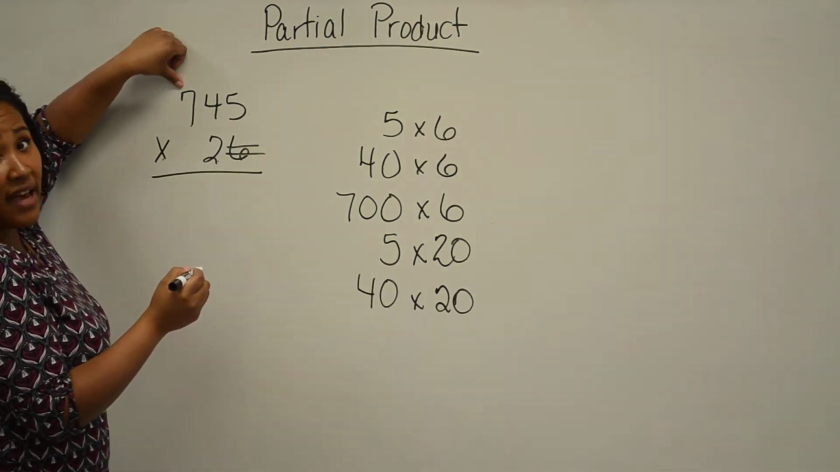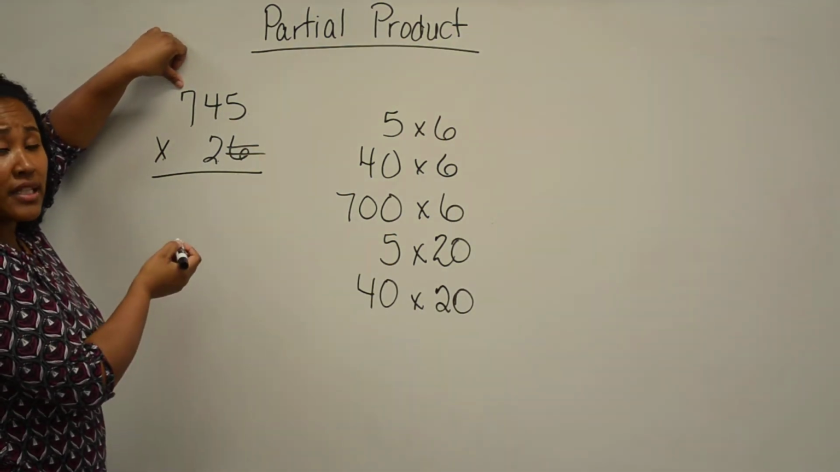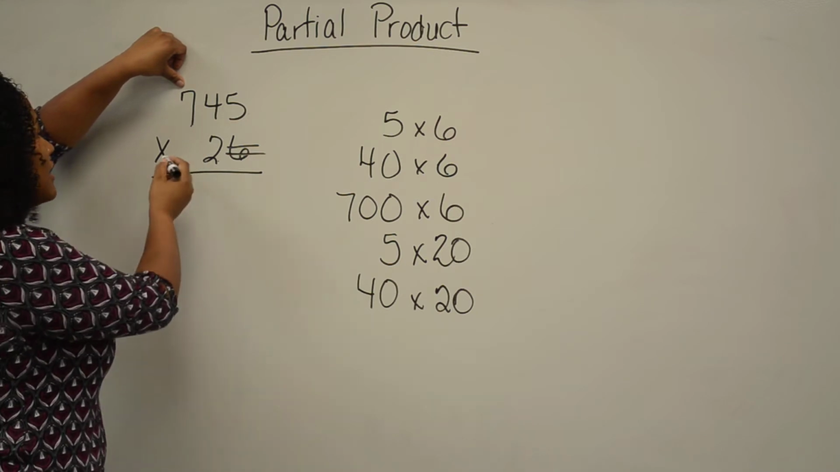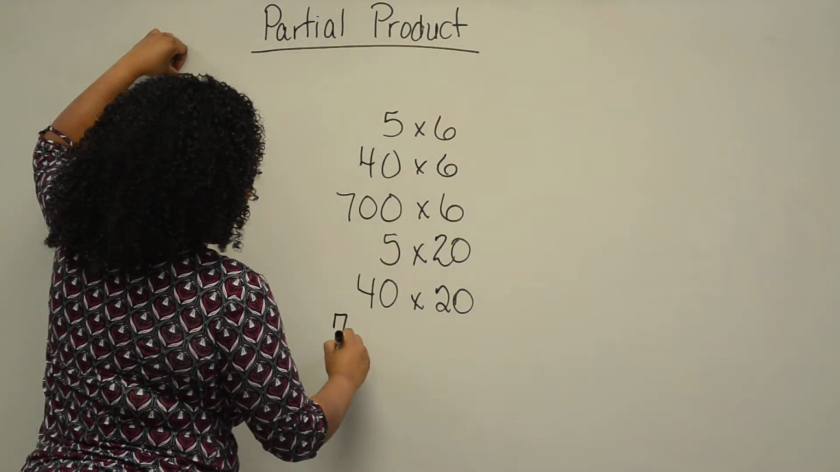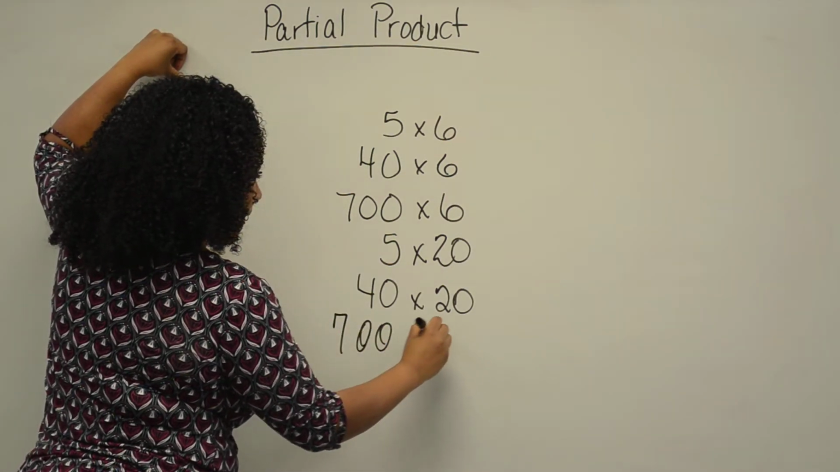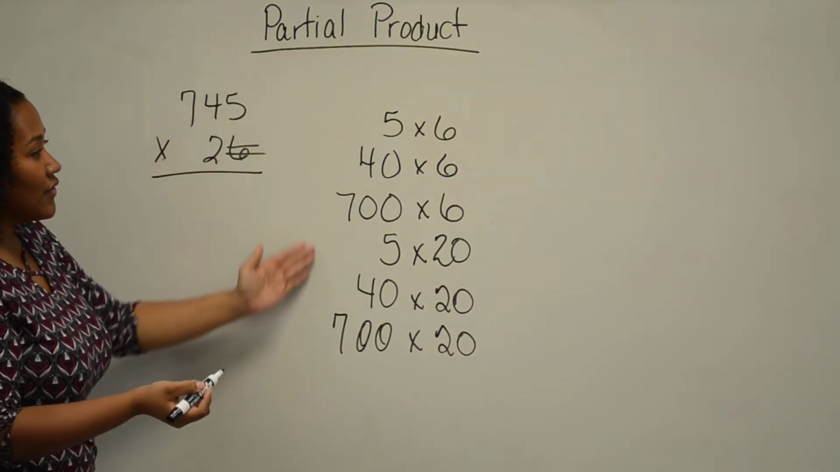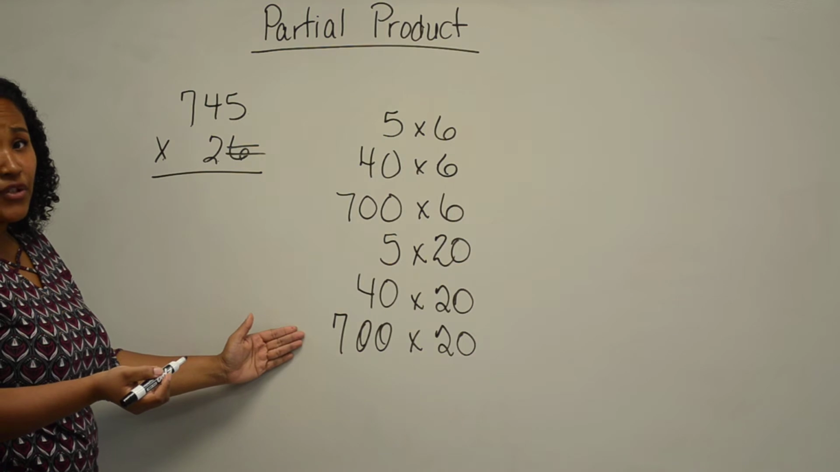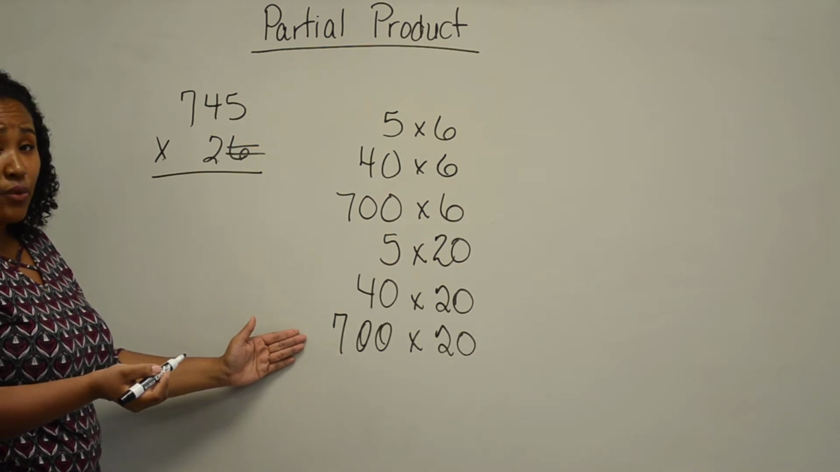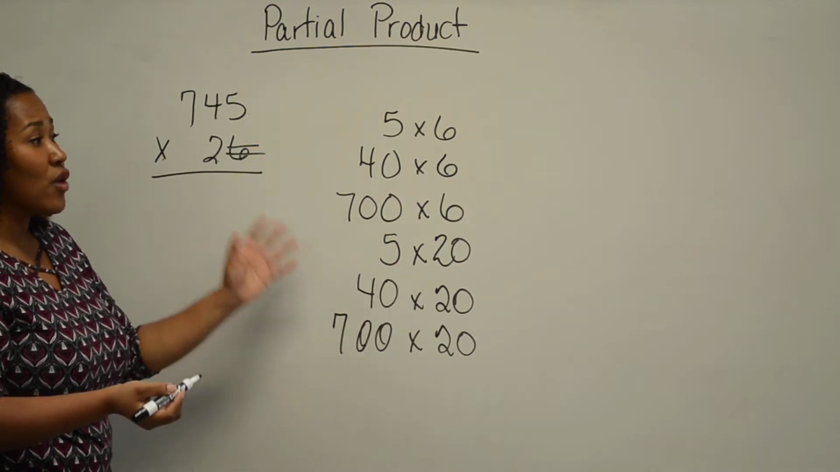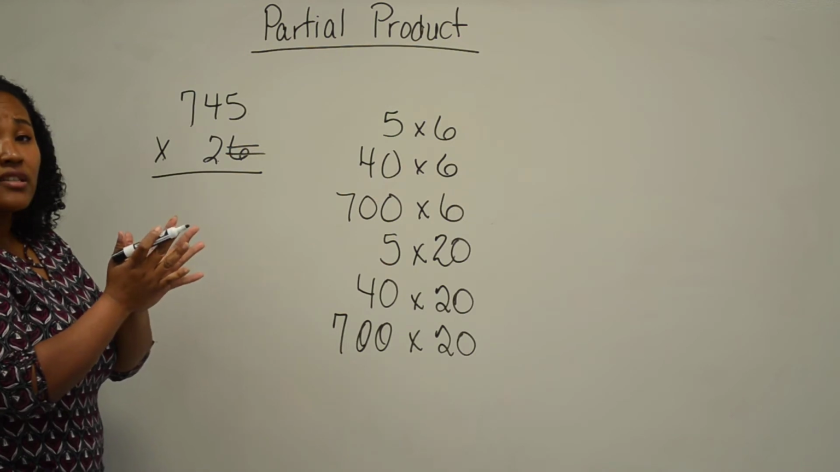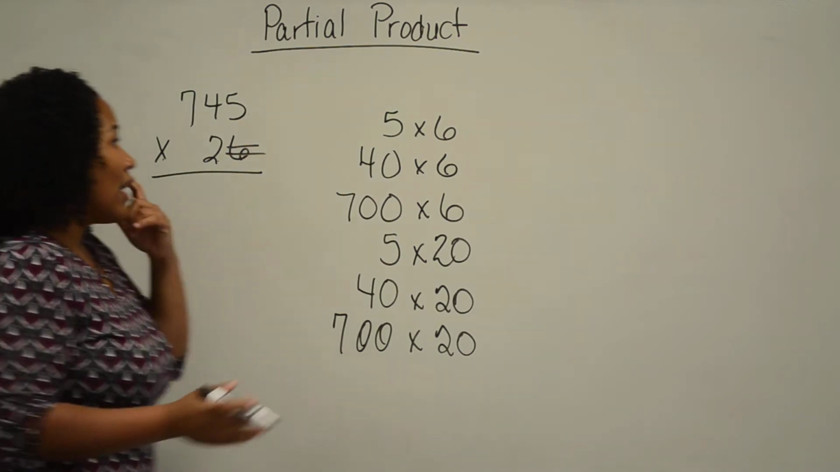And now we have the 7. The 7 is in the hundreds place, so 700 times 20. All right. So we have a total of 6 additional problems we're going to have to do. We're going to get the answers, we're going to get the products of each one, and then we're going to add it all together to get our sum. Okay? All right, so let's work this out.